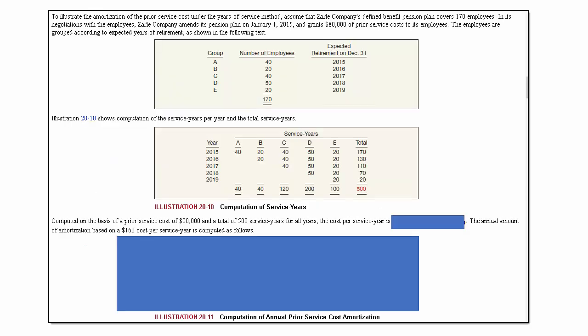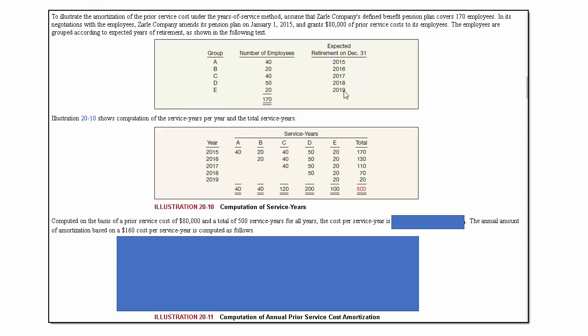Okay, so here's an example. We've got the Zarl company. They have a defined benefit pension plan covering 170 employees. In negotiations with the employees, Zarl amends its pension plan on January 1st, 2015, and it grants $80,000 of prior service costs to employees. The employees are grouped according to expected years of retirement. So we look at the number of employees. There's 170, and they have the expected retirement that you can see on the screen right here. Okay, so 40 of them are expected to retire at the end of 2015 and so forth.